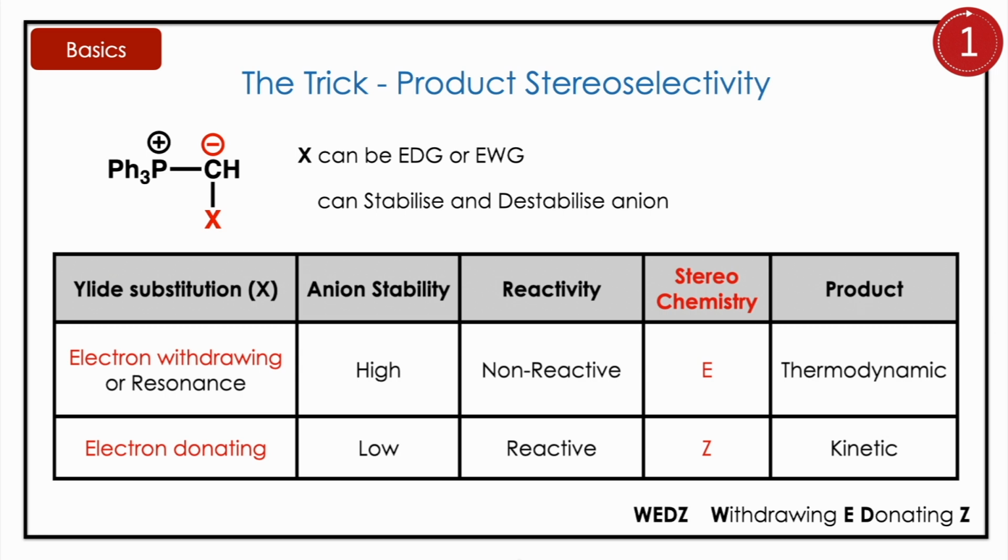If the group is electron donating, it means anion stability is low, the Ylide is very reactive, and it forms the Z alkene, which is the kinetic product. So stability leads to the E product and instability leads to the Z product. So you should memorize: electron withdrawing, E product; electron donating, Z product. You can memorize this very easily through the acronym word WEDZ. Withdrawing means E, donating means Z.